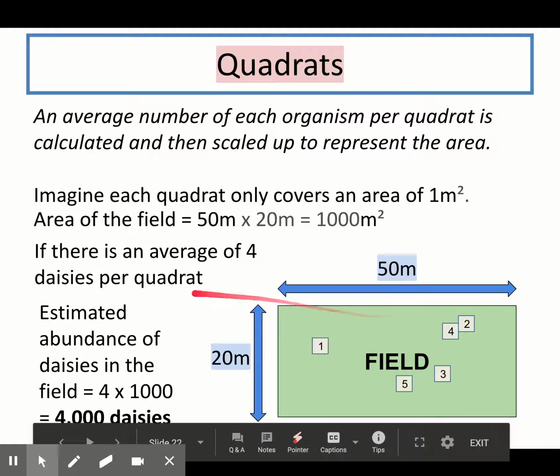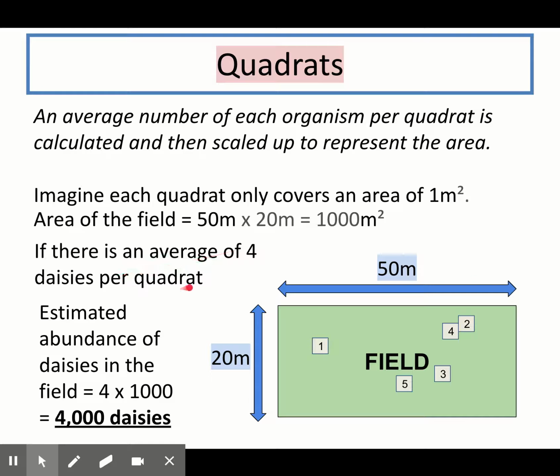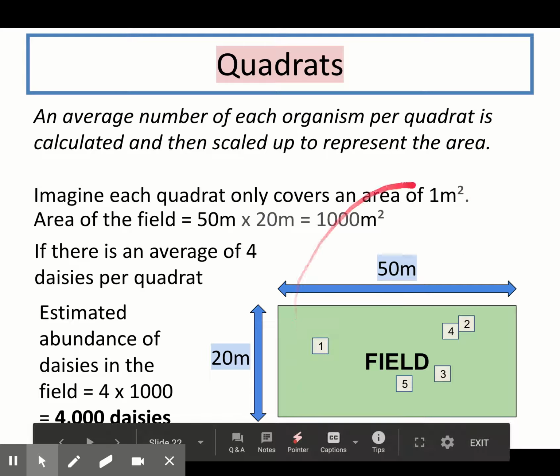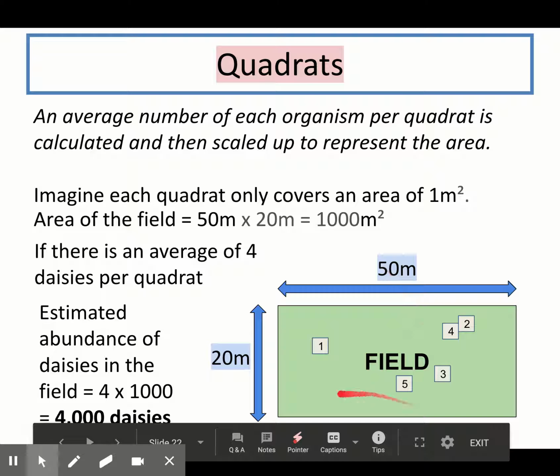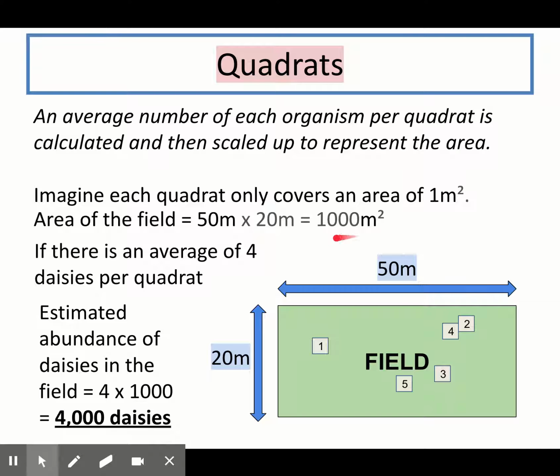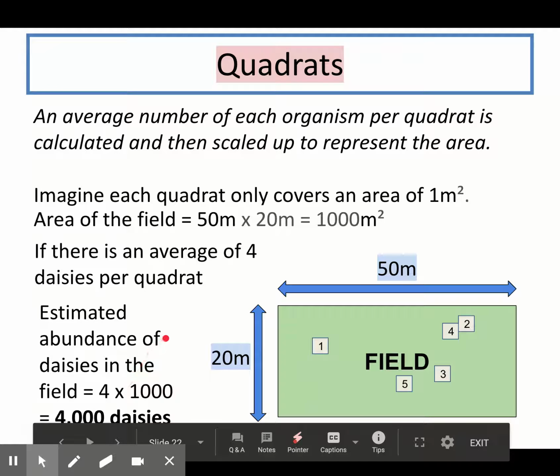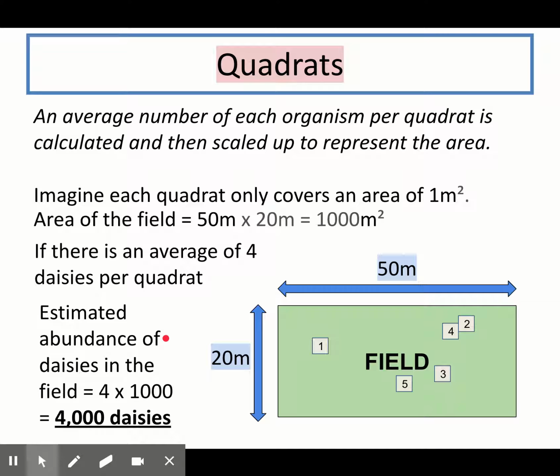If there is an average of 4 daisies per quadrat, so let's imagine, I've not put the data here, but let's imagine there's an average of 4. So I've got my numbers from my 5 different quadrats, how many daisies there are. I've added them together, I've divided by 5 to get the average, and it's 4. So to work out the estimated abundance of daisies in the whole field, not just in one quadrat, I would times the 4 by 1,000, so the metres squared, and that'll tell me there's roughly 4,000 daisies is my estimated abundance. So this type of question doesn't come up very often, but if it does, that's the way you work it out.